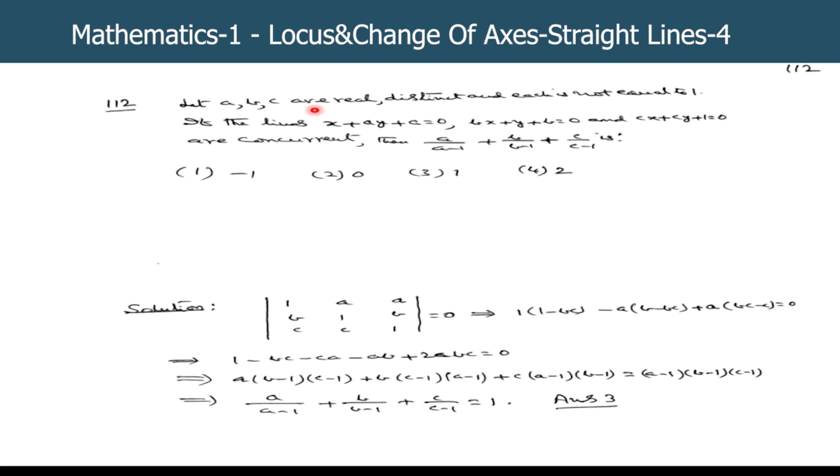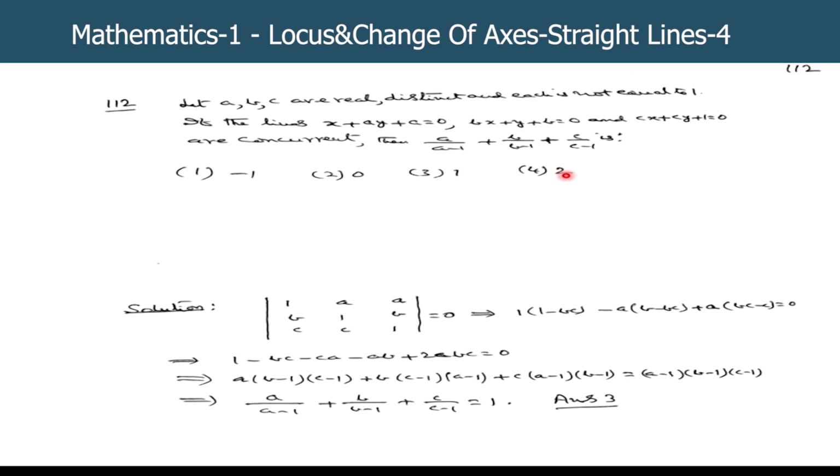112. Let a, b, c be real, distinct, and each not equal to 1. Now, if the lines x plus ay plus a equal to 0, bx plus y plus b equal to 0, and cx plus cy plus 1 equal to 0 are concurrent, then a by a minus 1 plus b by b minus 1 plus c by c minus 1 is: minus 1, 2, 0, 3, 1, and 4, 2.